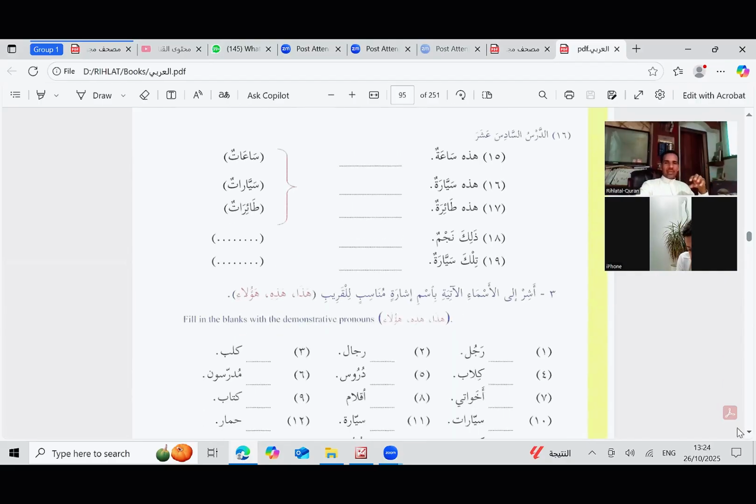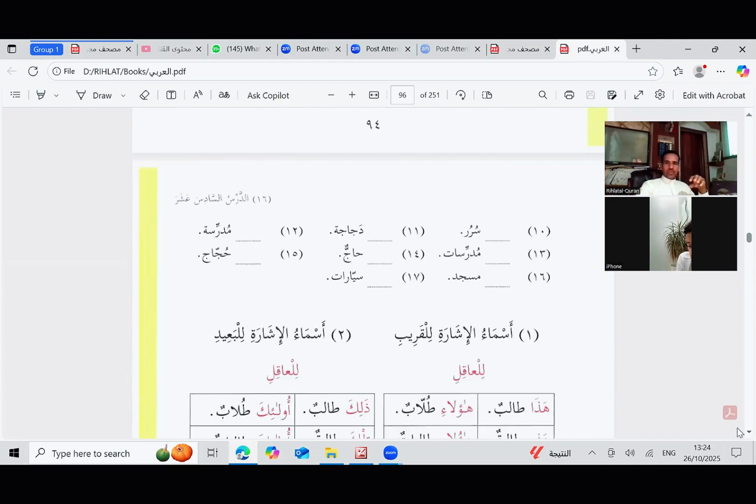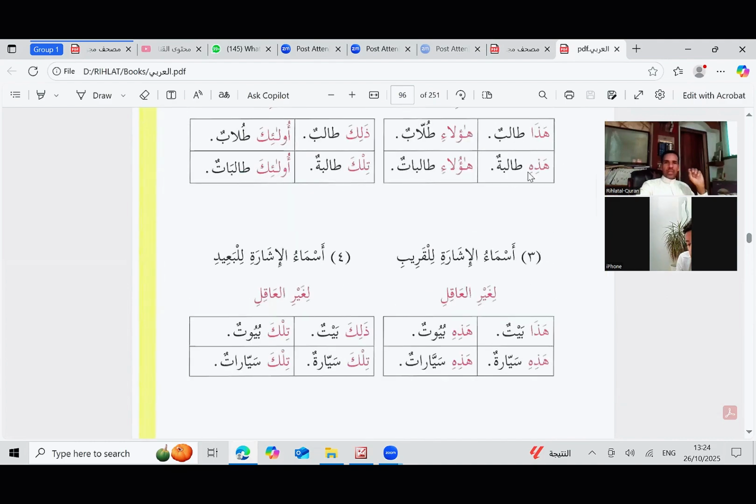هذا and هذه, we change it to what? هؤلاء. And ذلك and تلك, we change it to what? أولئك. For example, what is the difference between هذه طالبة and هؤلاء طالبات? هذه طالبة is singular feminine and هؤلاء طالبات is feminine plural. Excellent. And this is something close.